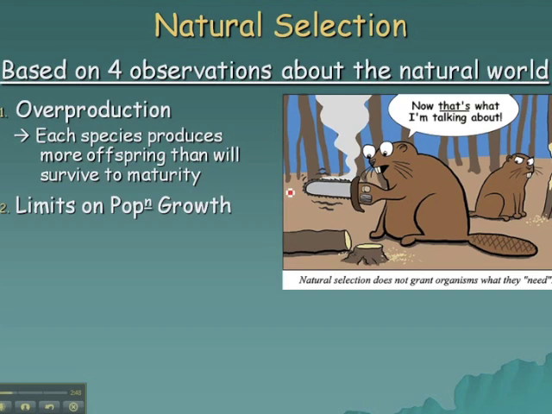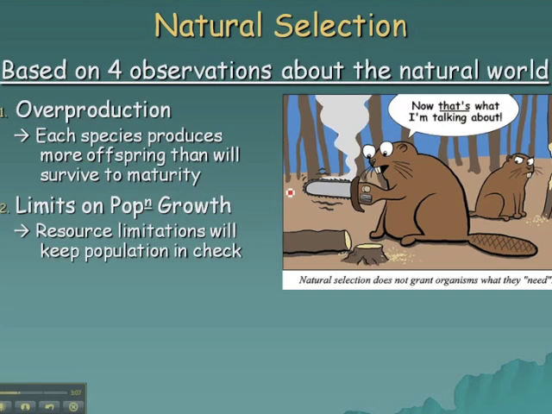The second is that you have limits to population growth. This corresponds directly to what's in your book if you want to look at that for more background. But populations can only grow a certain amount. And so once again, coupled with overproduction, you're going to get limited resources, and populations are going to reach a maximum.